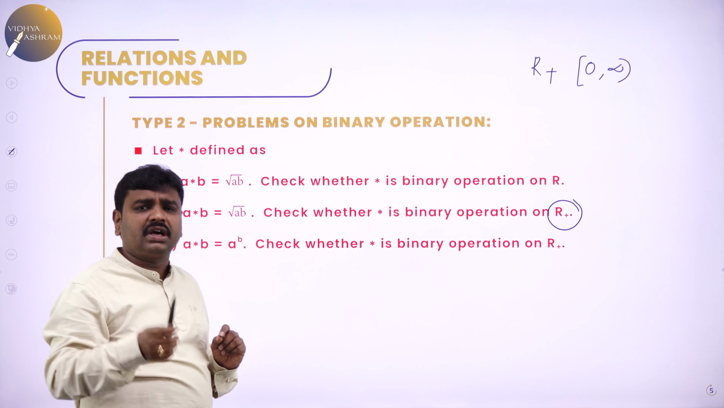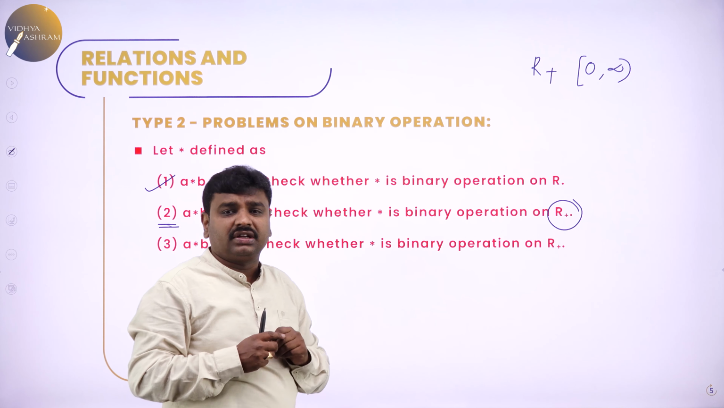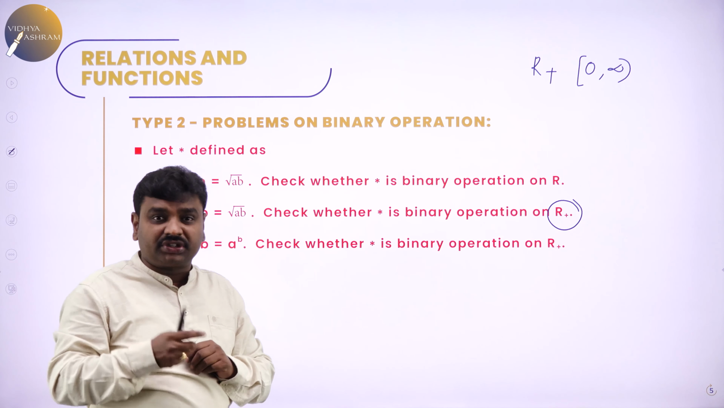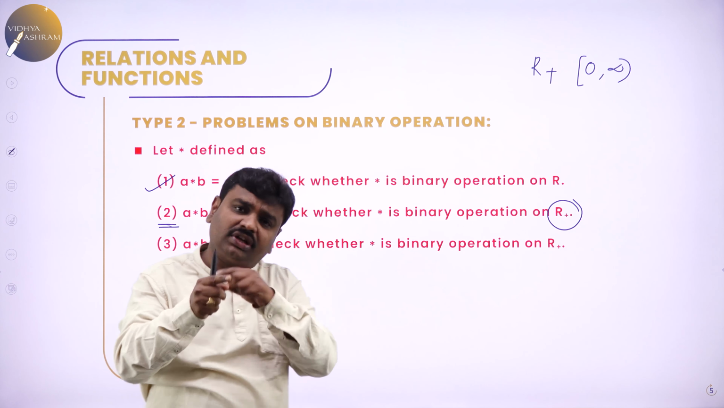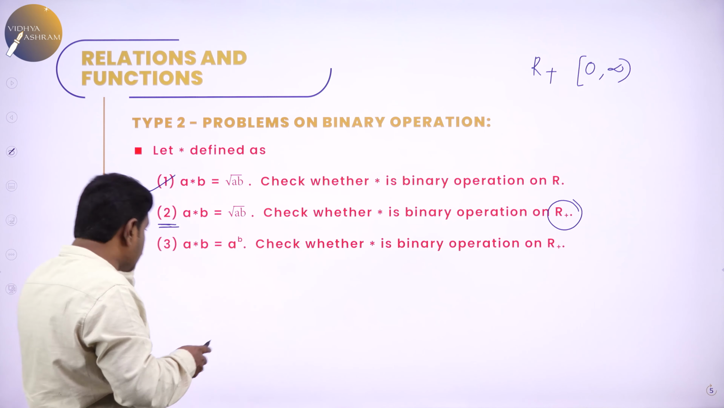Think, take any two numbers such that A star B does not become R plus. So try two numbers which are R plus, and when you operate, the result should not become R plus. We don't get any pair. So that is why it is true, it is binary.